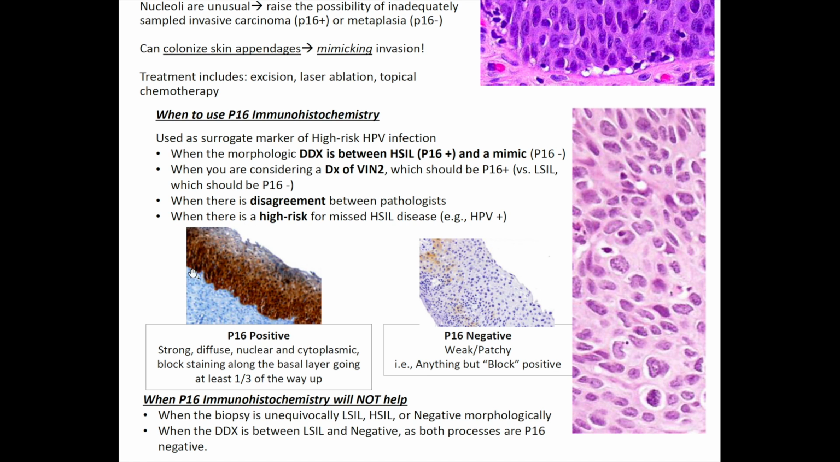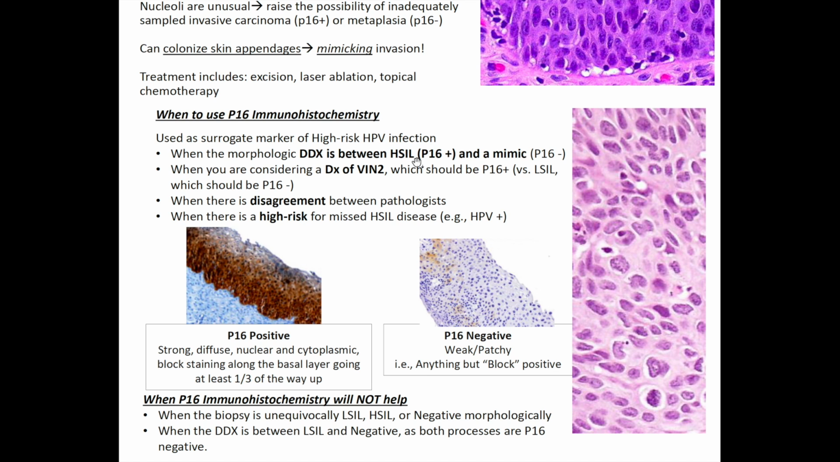positivity, which shows strong diffuse nuclear and cytoplasmic block positive staining along the basal layer going at least 1/3 of the way up. So we would consider this P16 positive, whereas on the right we have an example of P16 negative, which would be weak or patchy, and technically anything that isn't block positive is considered P16 negative.